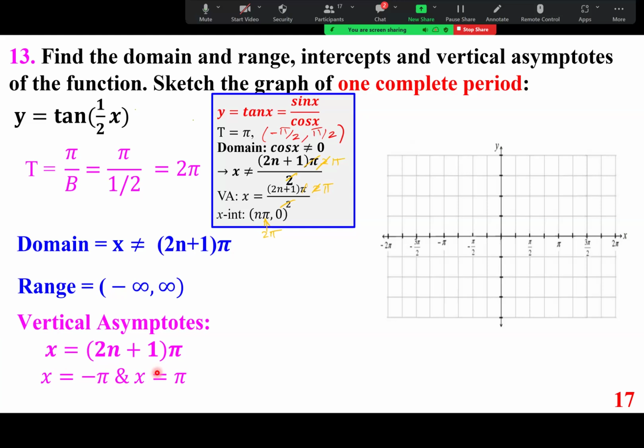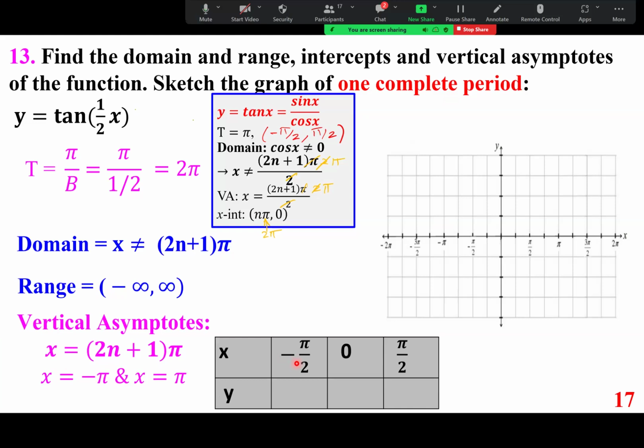So a few points. We have those vertical asymptotes. Let's plug in the easy ones. 0, of course, gives you 0. Minus pi over 2 changes this one to minus pi over 4, makes it negative 1. Pi over 2 changes this one to pi over 4, and that's 1. So those are the easy pairs, everybody.